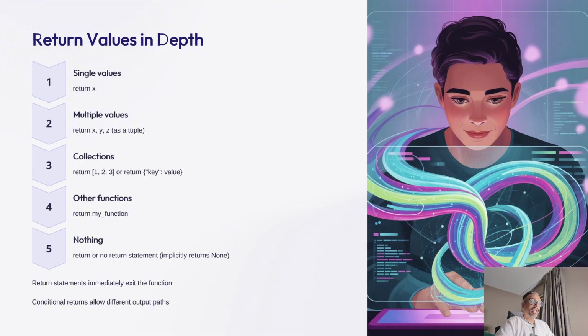In machine learning, you might have a function that returns different model configurations based on dataset characteristics, or a function that returns different evaluation metrics depending on the model type.